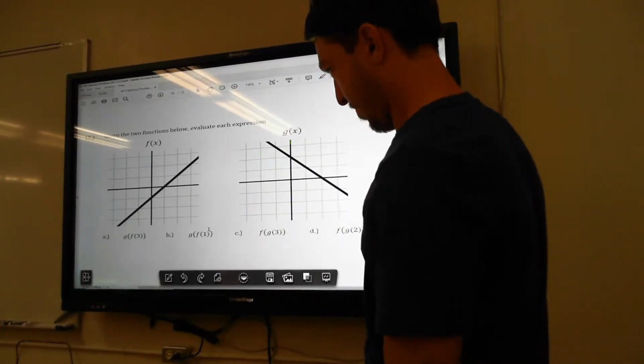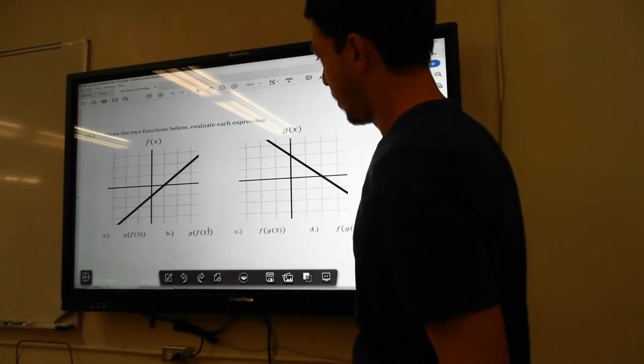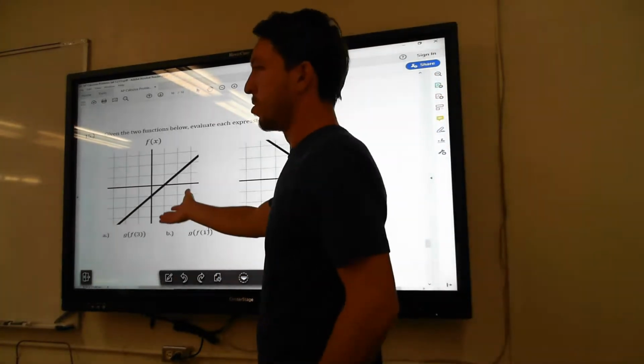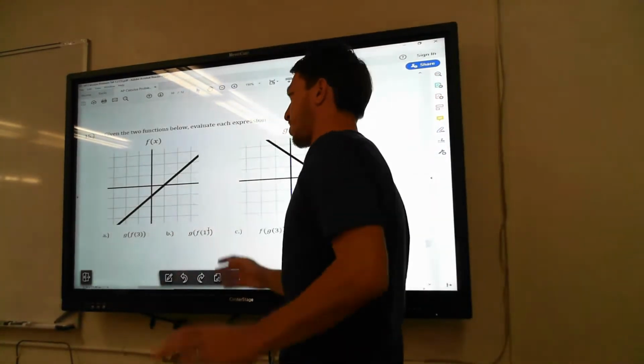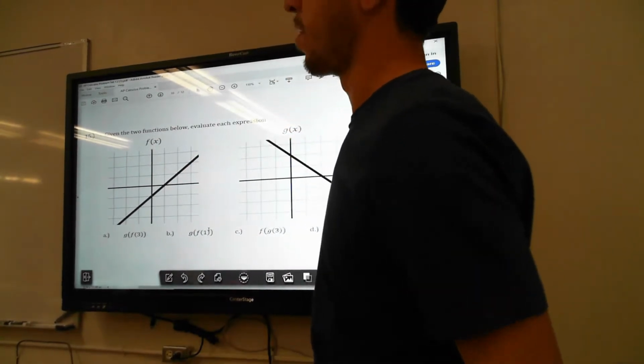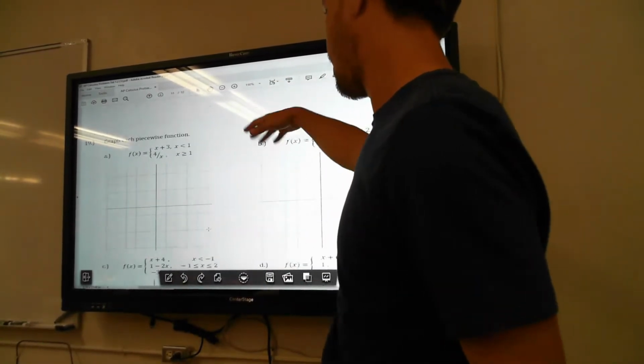For 15, just use the graphs to figure them out. For homework, just try to finish through 14. How about that? Tomorrow we'll knock out the last one.